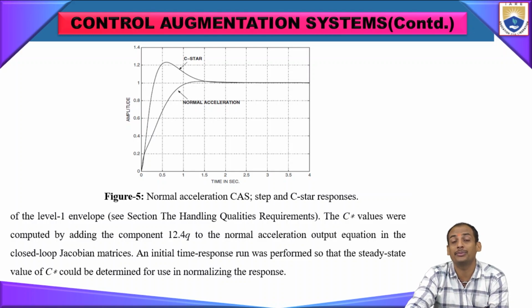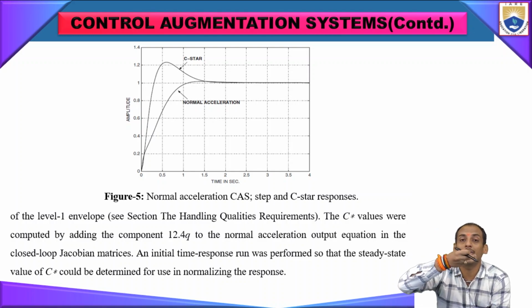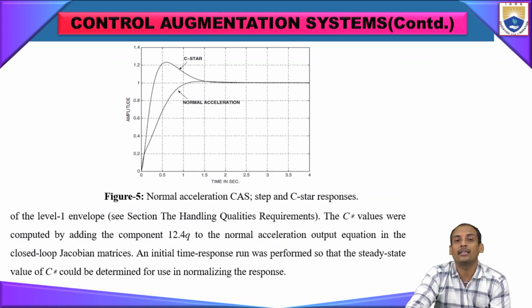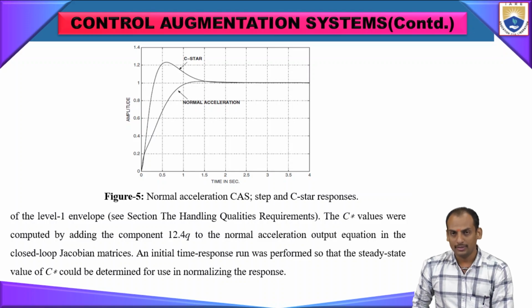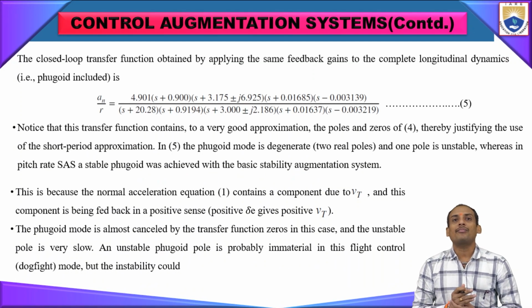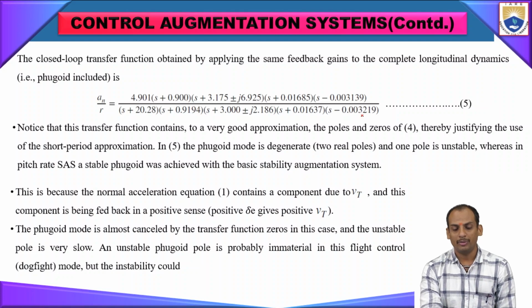That Jacobian matrix, if you see, contains the stability derivative functions. From those stability derivative functions only we have got the transfer function. From the transfer function, the roots of s are what we are solving for. So the initial time response was performed so that the steady state value of C star will be determined for normalizing the step response. Here the closed loop transfer function obtained by applying the feedback gains, a n by r, will be this one.